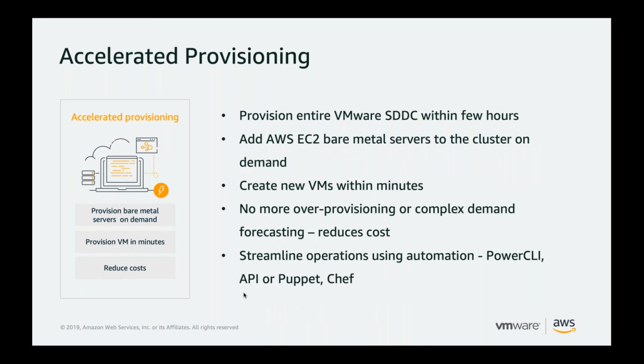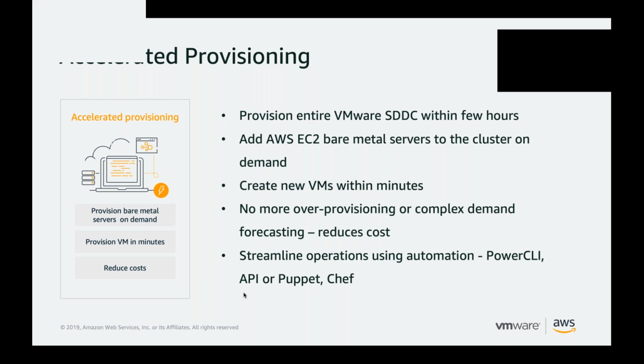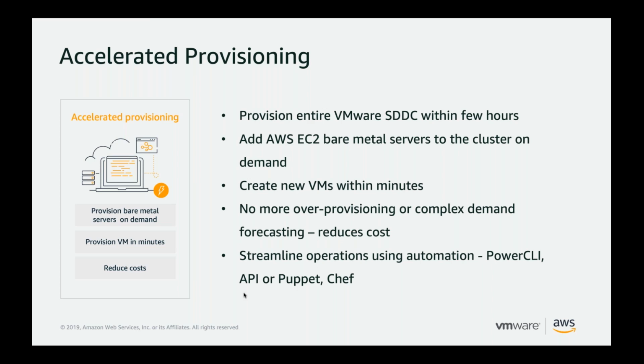With VMware Cloud on AWS, we can provision an entire VMware SDDC within a couple of hours as compared to the days it traditionally used to take in procuring a server, racking it, stacking it, installing ESXi, and the rest of the steps. We can now add AWS EC2 bare metal servers to the cluster on demand based on the customer's need, and hence we are able to scale horizontally, effortlessly, meeting the business SLAs and demands.